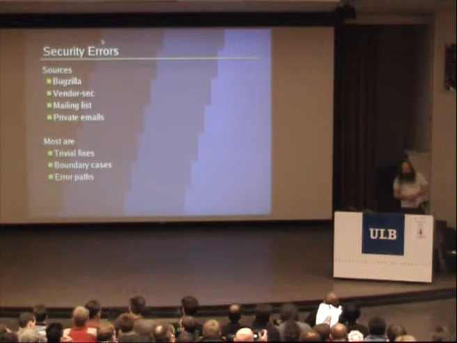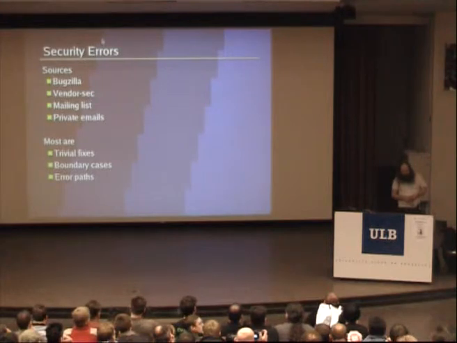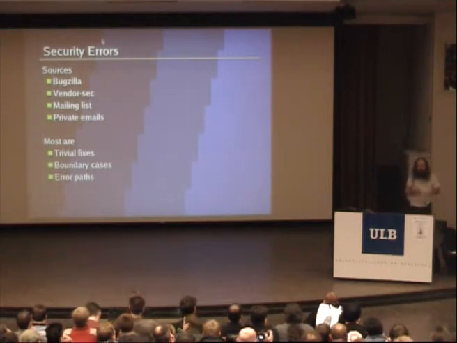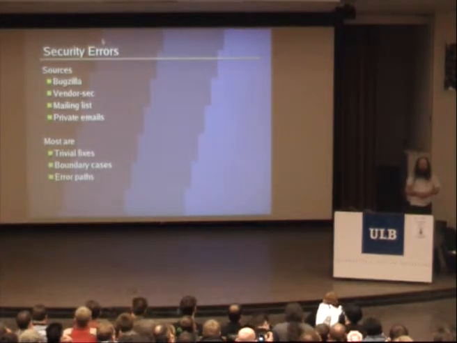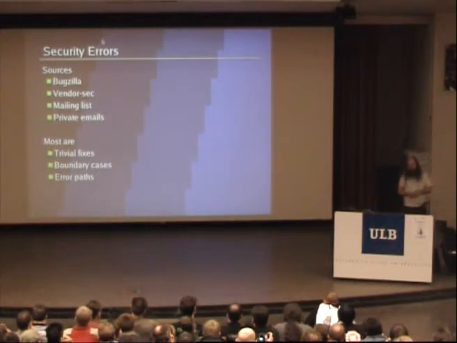And security errors mostly are easy to fix. Most of the security errors which turn up are of the form, you don't check that something. Or often they're error cases. If the following error occurs, you run all this code which no one has ever tested. And because no one has ever tested it, it's wrong.